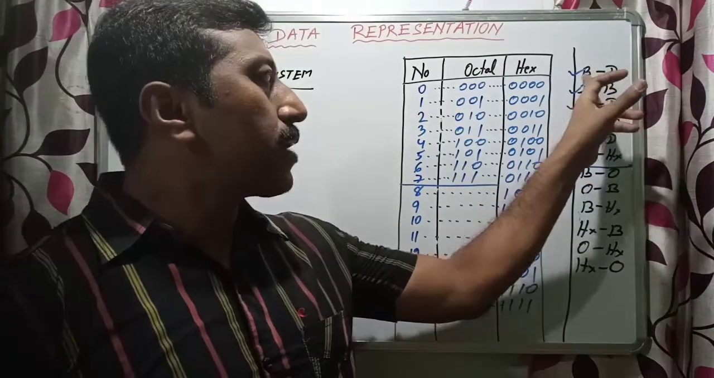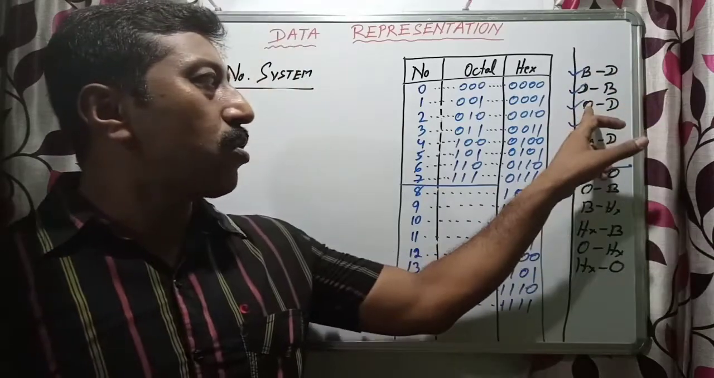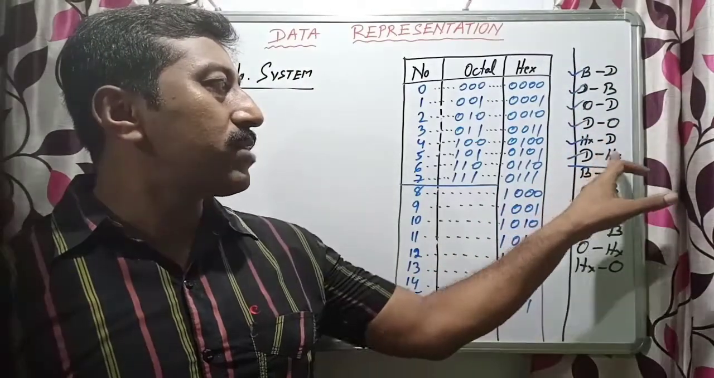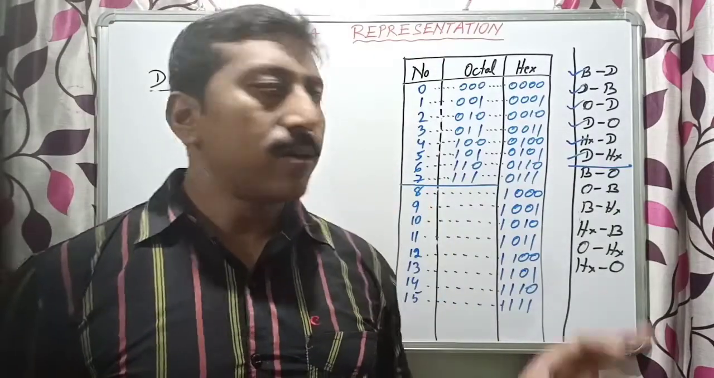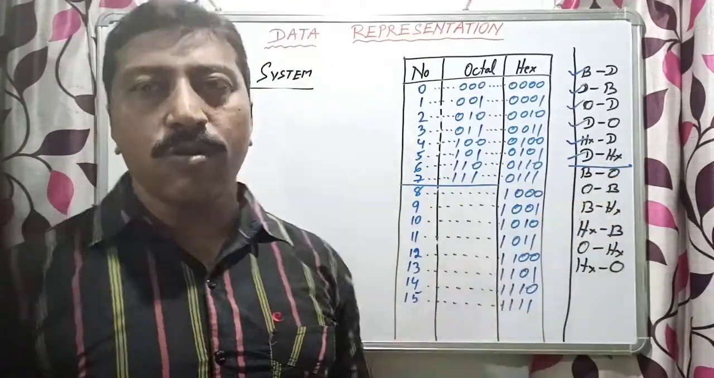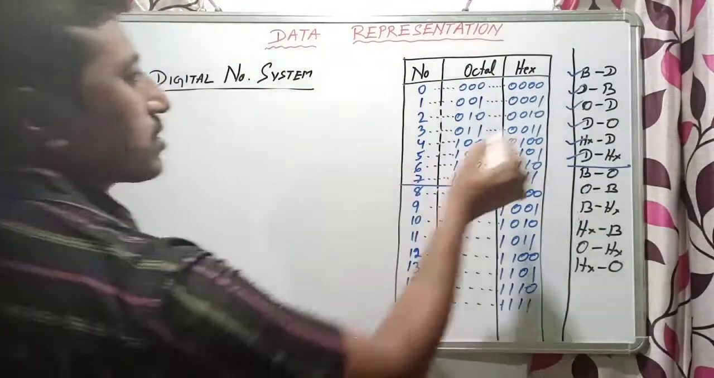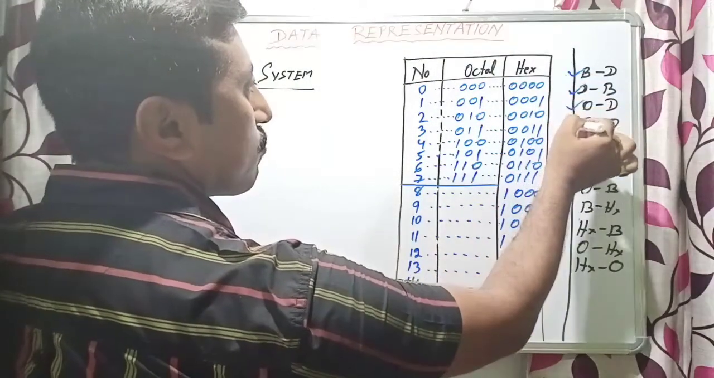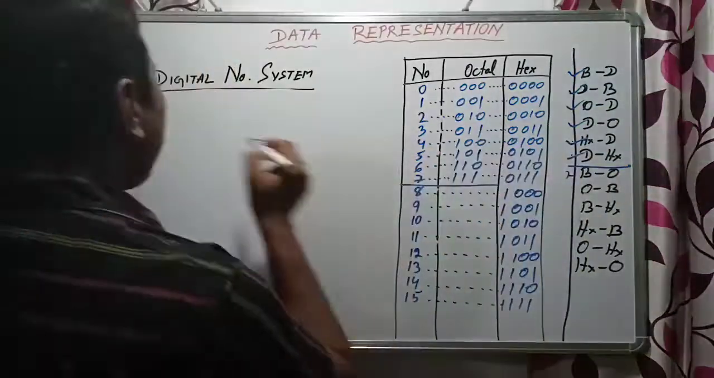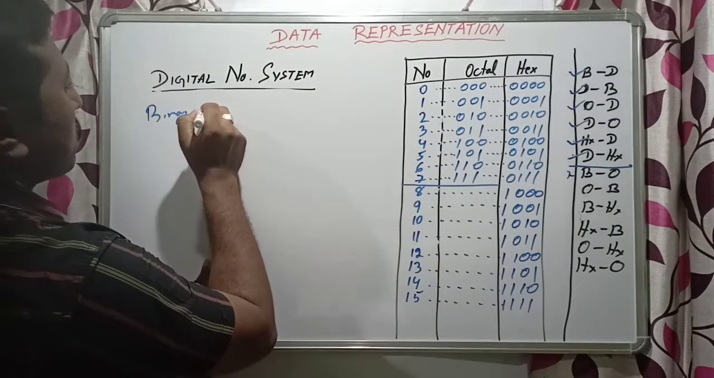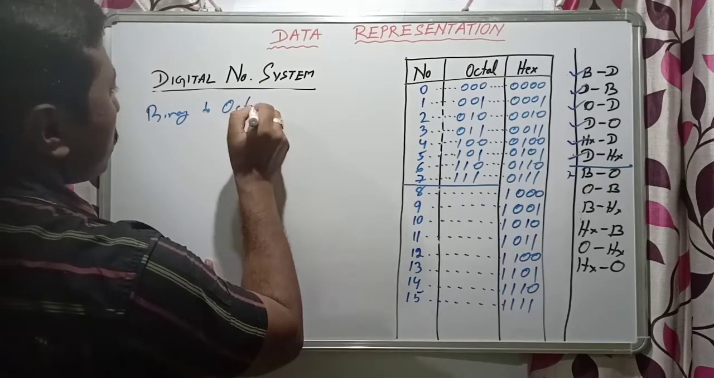Till here, binary to decimal, decimal to binary, octal to decimal, decimal to octal, hexadecimal to decimal, and decimal to hexadecimal we have already covered. So now we'll start binary to octal. This is the seventh one, that is binary to octal.